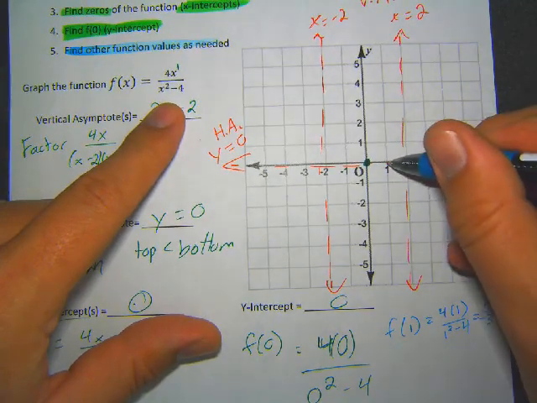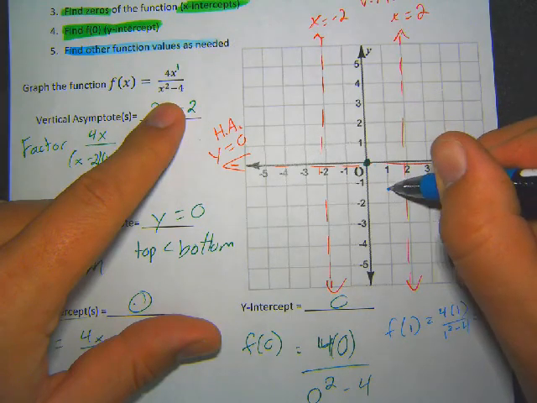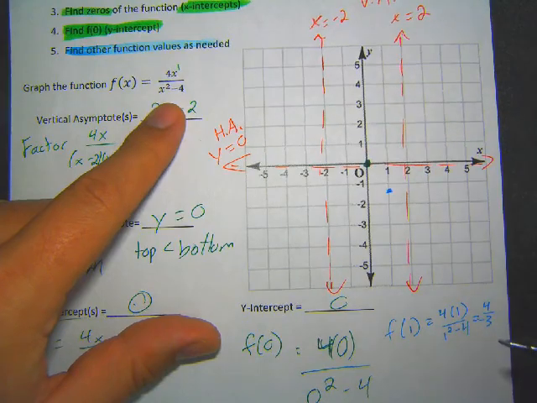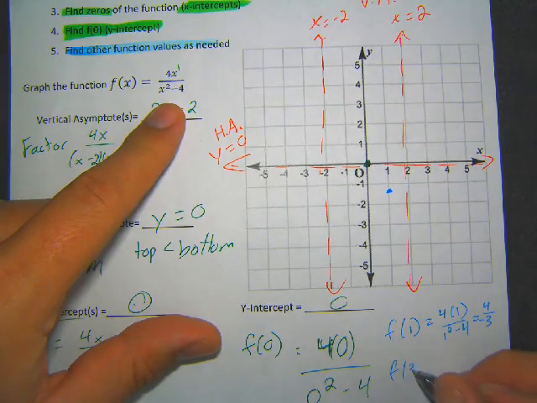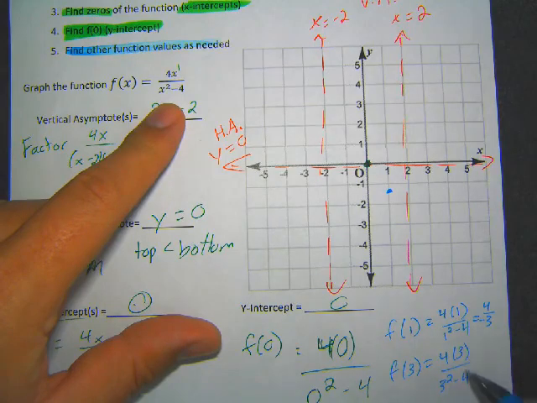So at 1, it's going to be down 4/3. It's going to be 3/3, 4/3. It's going to be right here. That's going to be that point. Let's do f of 3, see what happens at 3. So we get 4 times 3 over 3 squared minus 4. Well, 4 times 3 is 12, so you get 12 on the top. 3 squared is 9 minus 4 is 5. Is that right? 12 fifths. Okay, 12 fifths.